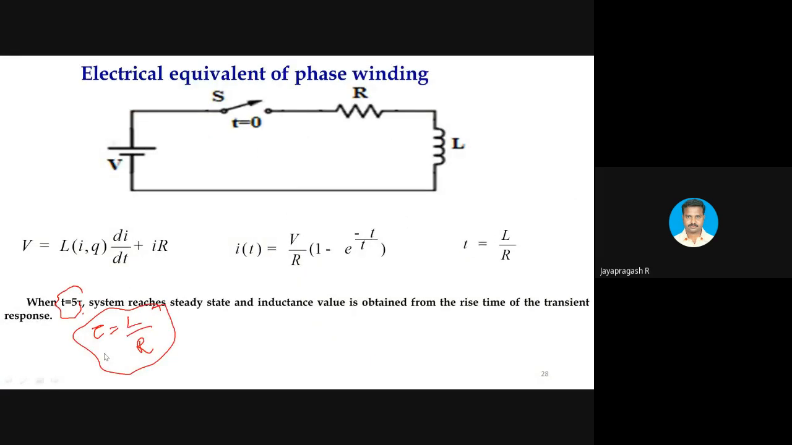Tau is equal to L by R, the resistance of the winding. And as I said, from this time, you can calculate the inductance as 5 times tau. Using this, you can find out the inductance of the circuit. So this is how we calculated the aligned inductance.